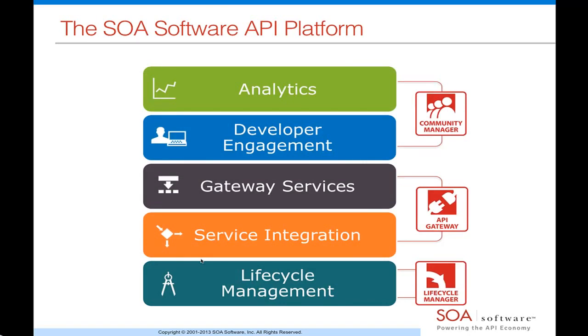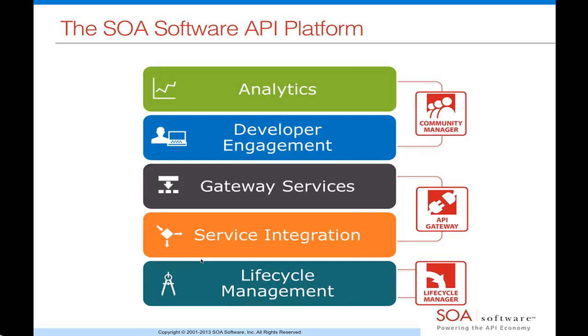If you look at the entire API platform, there are a couple of things that you might want to do. Starting from the bottom, you want to manage the lifecycle, which is how you plan, build, design, run, and operate an API, including versioning. The second is gateway services, the things that we talked about, mostly around security and monitoring, but also service integration, which is orchestration, mediation and transformation. And then finally, developer engagement and analytics on your APIs. For that, you need an API portal or a community manager.